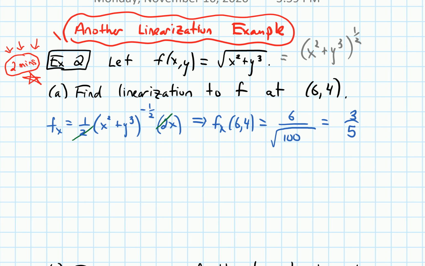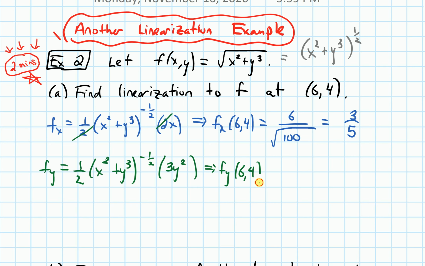Now let's do the y partial derivative. The y partial derivative is going to be 1/2 times x squared plus y cubed to the negative 1/2 times the y partial of the inside. That's using the chain rule. So that's 3y squared. Now let's plug in. We get the y partial evaluated at 6 comma 4. I'm going to do this one more quickly. We'll end up with 24 over root 100, and this simplifies to 12 over 5. Okay, so we have our partial derivatives.